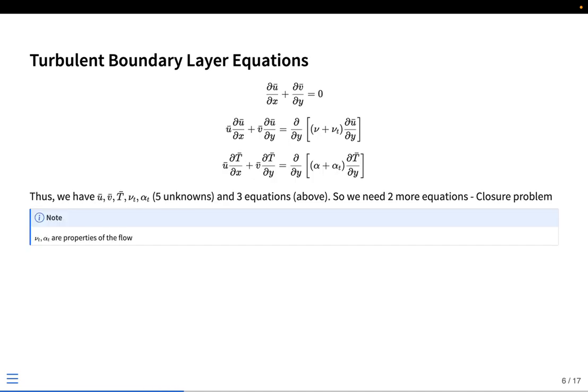Now we will reduce these equations for our boundary layer flow, where the main equations remain the same as before. So we'll have only one equation for the momentum, one continuity equation, and one energy equation. So we'll be having three equations, and we have three unknowns, u bar, v bar, and T bar.